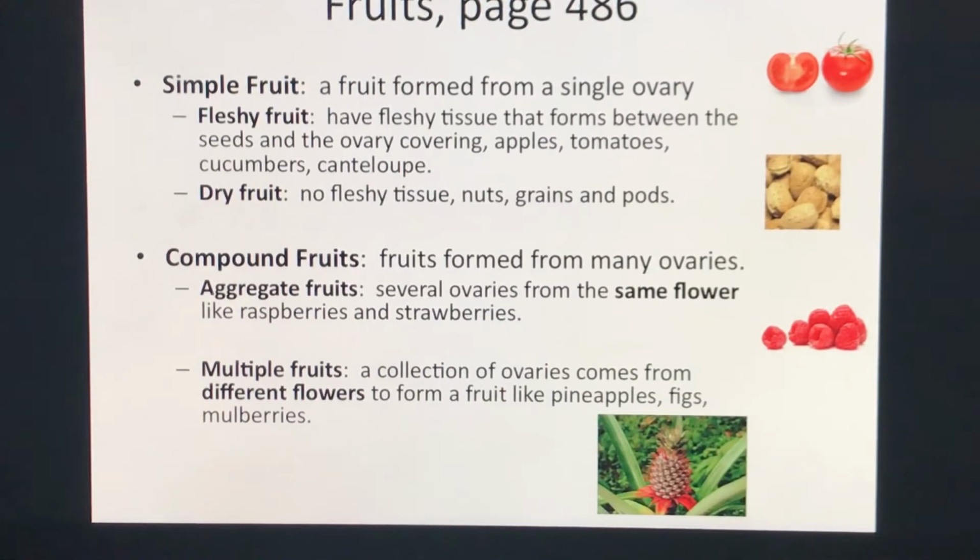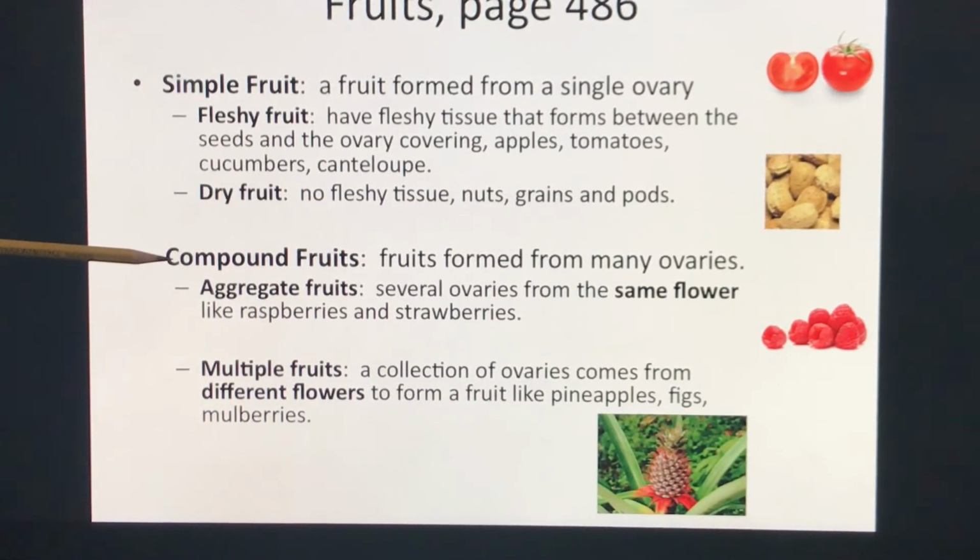So fruits have a huge variety of possibilities, right? We have both simple fruits and compound fruits. A simple fruit is a fruit formed from just one ovary, and they can be broken down into two categories. A fleshy fruit has a fleshy tissue that forms between the seeds and the ovary covering, and that would include apples, tomatoes, cucumbers, and cantaloupe. As opposed to a dry fruit, which has no fleshy tissue, and those include nuts, grains, and pods.